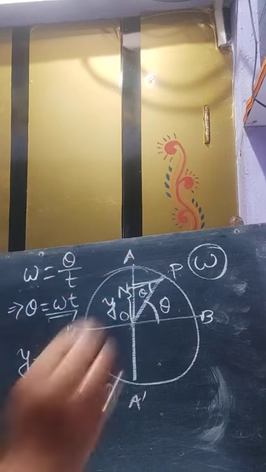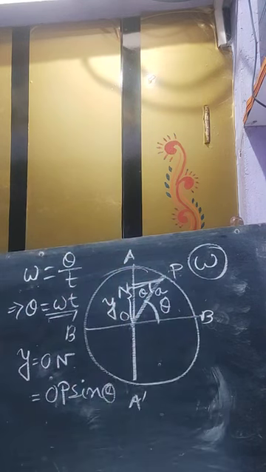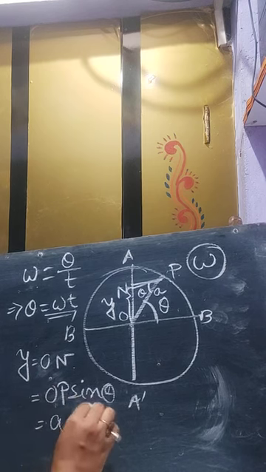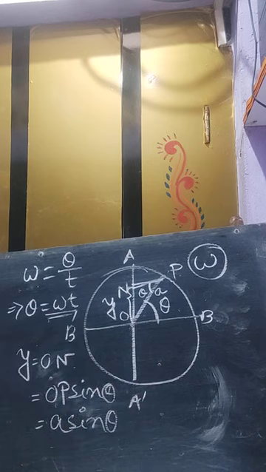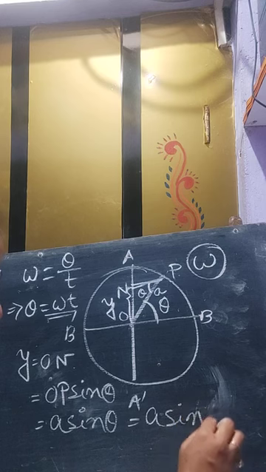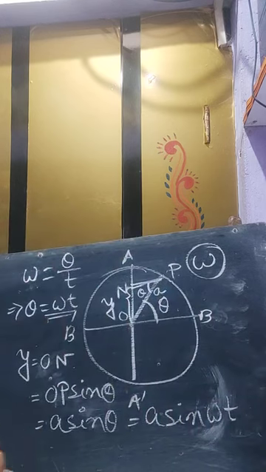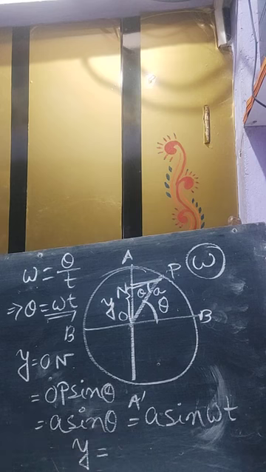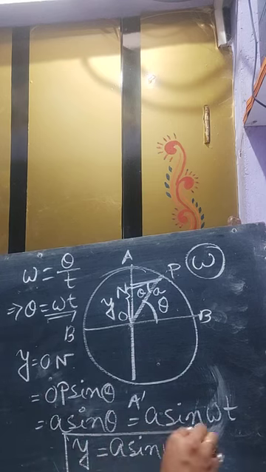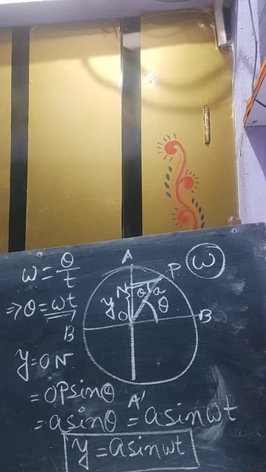Okay. Now, what is this OP? OP is the radius of the circle. Let us consider it as A. So, it becomes A sin theta. Right. Now, what is theta? Theta, we already know, is omega t. So, the equation becomes A sin omega t. So, we can write y equals A sin omega t, right? This is called the displacement equation of the simple harmonic motion.